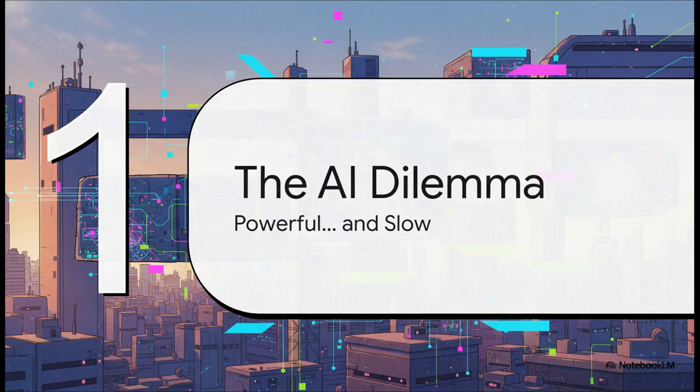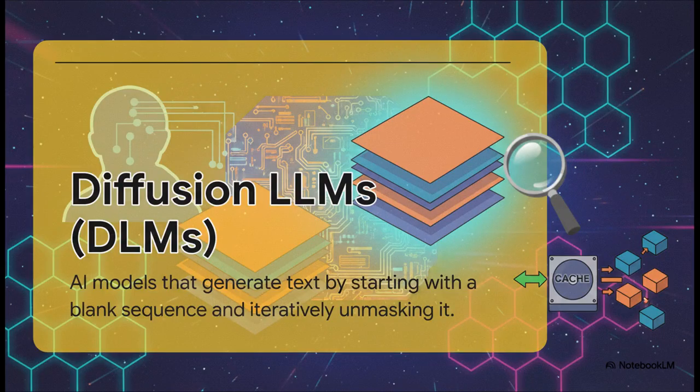All right, let's set the stage. There's this amazing class of AI models out there. They're incredibly powerful, super flexible, but, yeah, they have one massive drawback. They are painfully slow. So, meet the models in question. Diffusion LLMs, or DLMs for short.